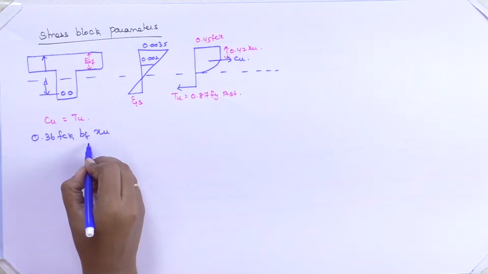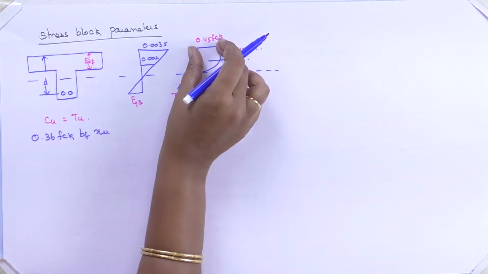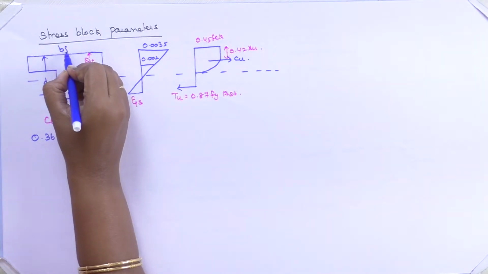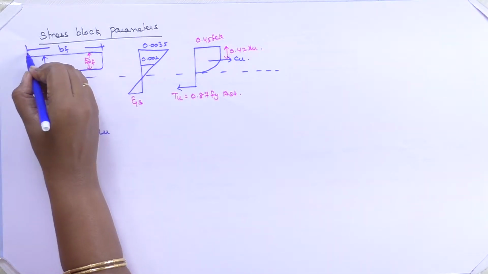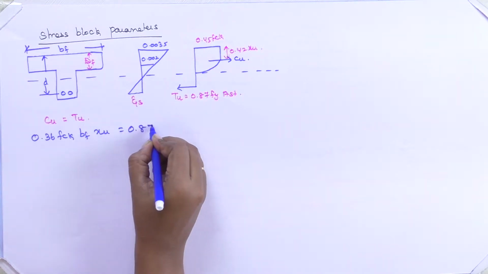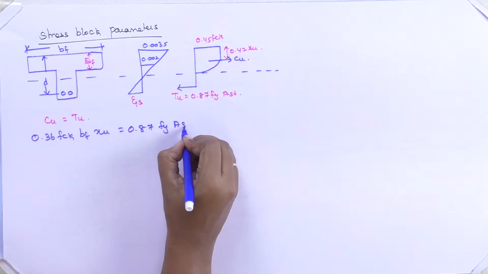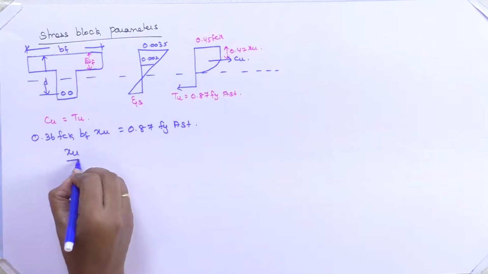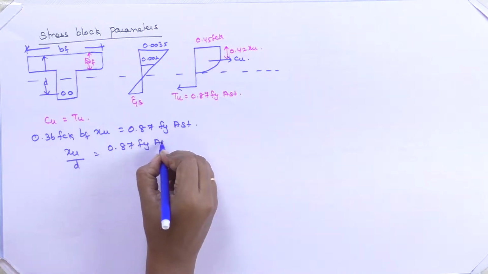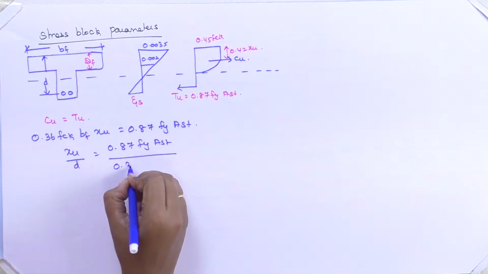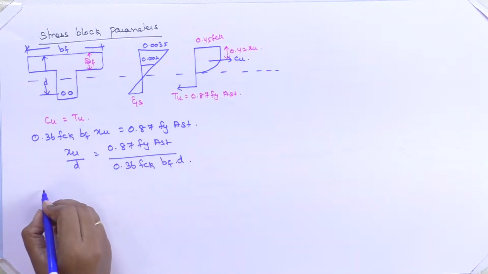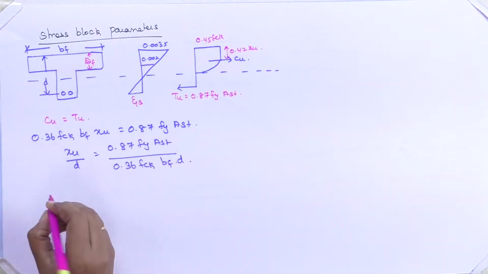Here we'll write only the B, because the compression part is taken care of by the flange. That's why we write this BF value. Here we are taking BF into XU, which is equal to 0.87 FY into AST. In the same way, XU by D is equal to 0.87 FY AST divided by 0.36 FCK BF into D.